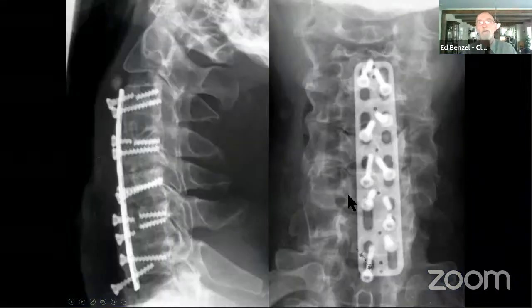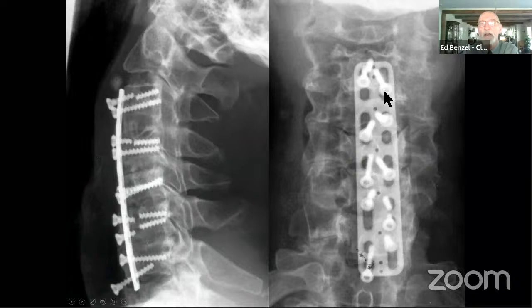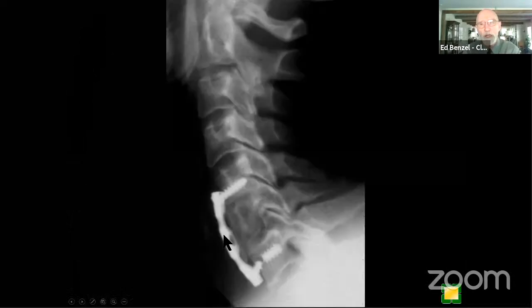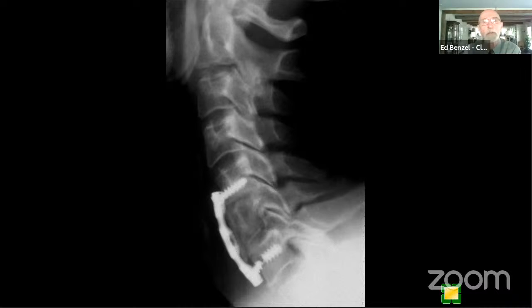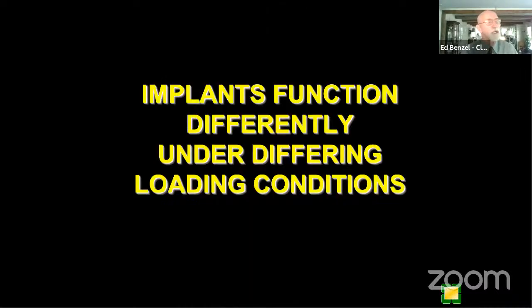So here's the AP view of this implant. On one side is a slot. On the other side are holes. Slot, holes, slot, holes, so on and so forth. All the screws in slots held, essentially, allowing the spine to subside along the axis designed by the surgeon by virtue of the contour of the plate. And the screws in the holes were exposed to 3-point bending stresses and henceforth fractured or backed out. Here's another example of that, a much simpler example. So implants function differently under differing loading conditions.